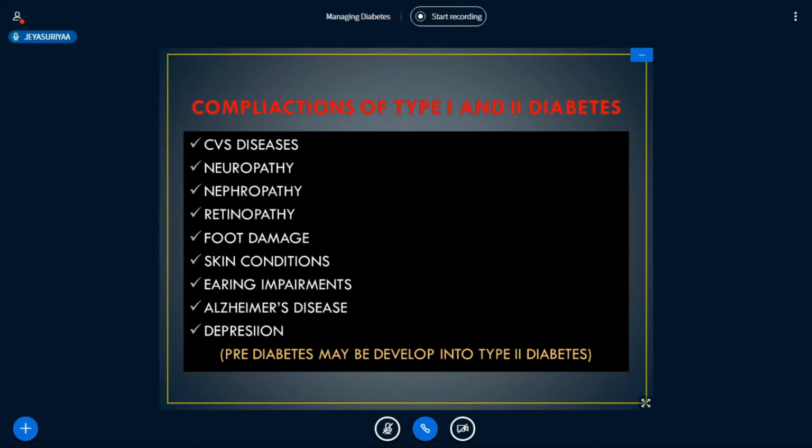Now coming to eye damage, retinopathy. Diabetes can damage the blood vessels of the retina, potentially leading to blindness. Diabetes also increases the risk of other serious vision conditions such as cataracts and glaucoma.